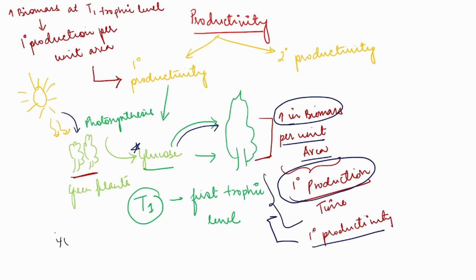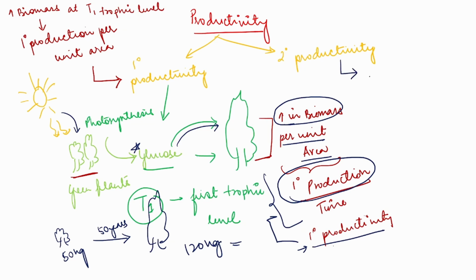Suppose this plant weighs 50 kg, and after 50 years the plant weighs, say, 120 kg. So this is called primary productivity, meaning with time, 120 minus 50, how much is the net gain? The net increase in biomass with time we call primary productivity. Clear?